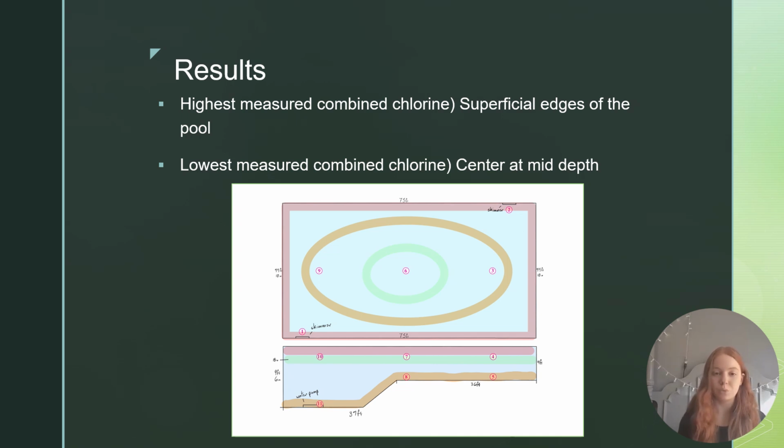This shows that the water filters cannot effectively distribute the chlorine located on the top edges of the pool, and the free chlorine should not be measured there.